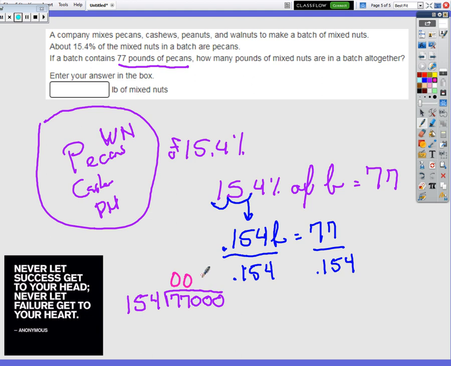Let's just try 5. 5 times 4 is 20? 5 times 5 is 25, plus 2 is 27. Oh, yes. 5 times 1 is 5, plus 2 gives me, look at that, exactly it. I have no remainder, but I must put 2 zeros here to hold the place value. That gives me 500 pounds in that bag. That is a big batch of mixed nuts.